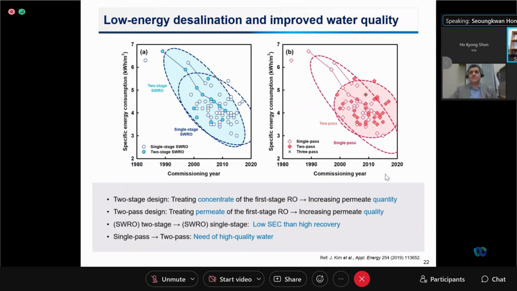As shown in the diagram on the left, single stage is more applied in recent years over two stages to reduce SEC rather than achieving high recovery. A technical shift from single pass to two-pass is also achieved to produce higher water quality.